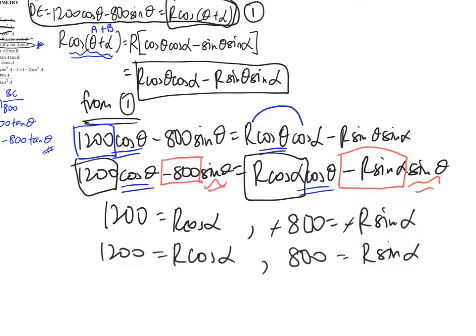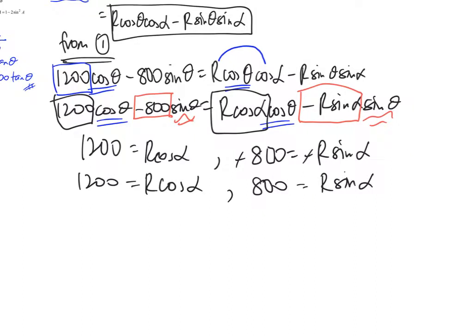Okay, but this is not the end, because for the final solution, I need to find the value for R. I also need to find the value for alpha. How do we go about finding R and alpha? This becomes equation 2. This becomes equation 3 now.